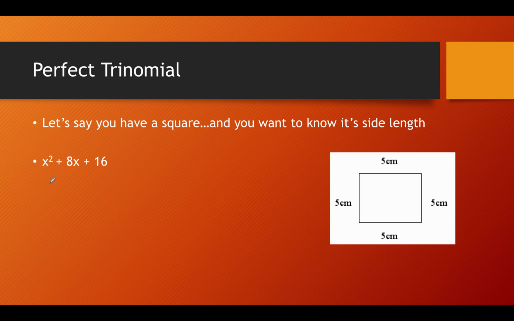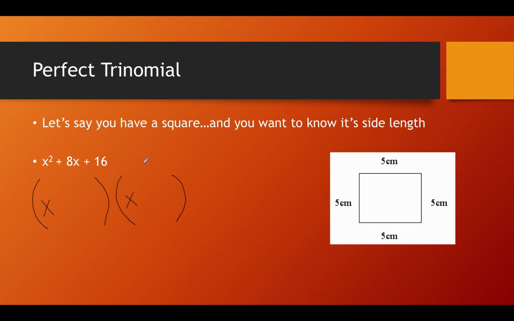Let's say you have a square and you want to know its side length. If you look at the diagram or picture that I have on the side, you can see that squares have 4 equal sides. So first thing we're going to look at is factoring x squared plus 8x plus 16. First thing I'm going to do is set up my parentheses. This will always be the first step that you're taking. Notice I have 2 x's. I'm going to put 1 x in each set of parentheses.